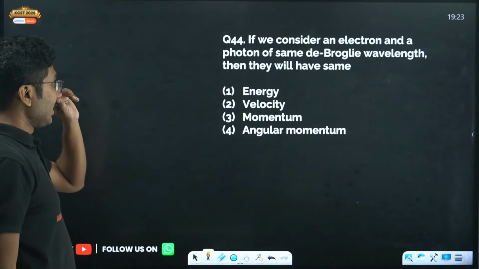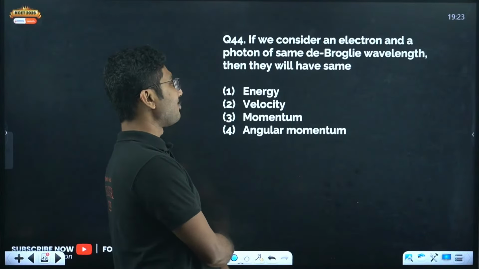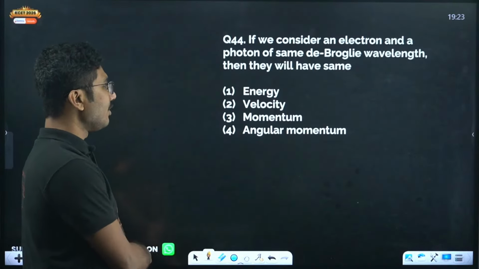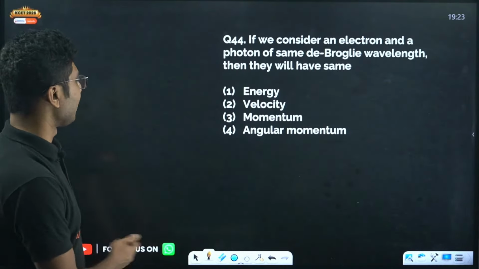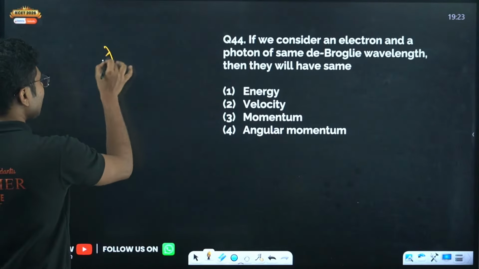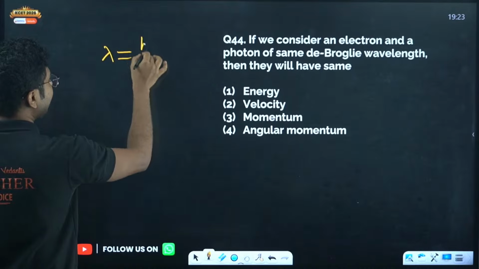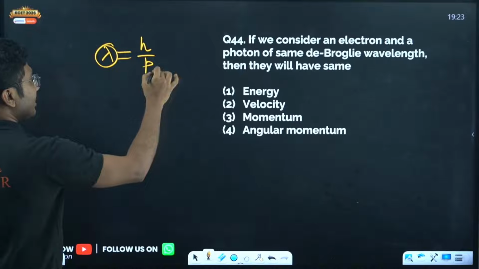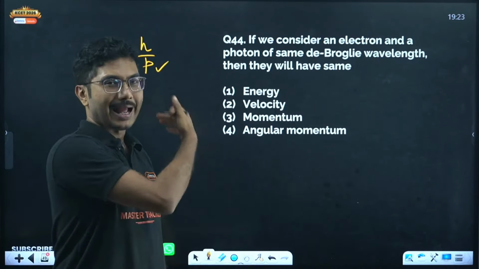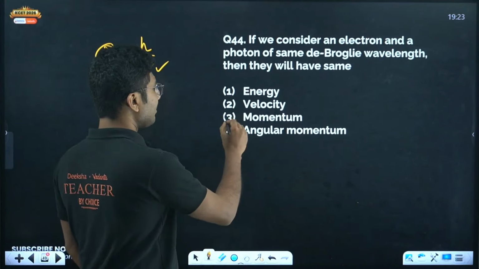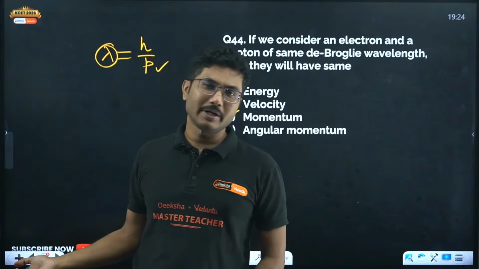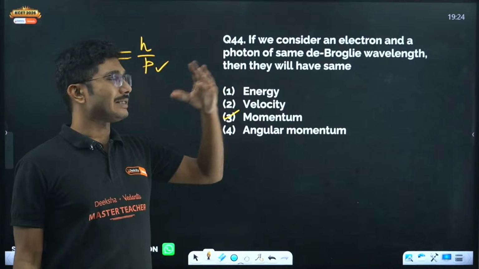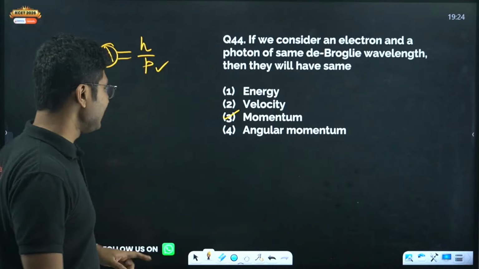Now next, if we consider an electron and proton of the same de Broglie wavelength, then they will have the same energy, velocity, momentum, angular momentum. Easy questions, I am not discussing too much. De Broglie wavelength is given by h by p. So if wavelengths are the same, then the only thing that is the same is momentum. Planck's constant is a constant, so only momentum has to be the same. Energy and velocity can be different, but momentum has to be the same. So if de Broglie wavelength is the same, then momentum will also be the same.